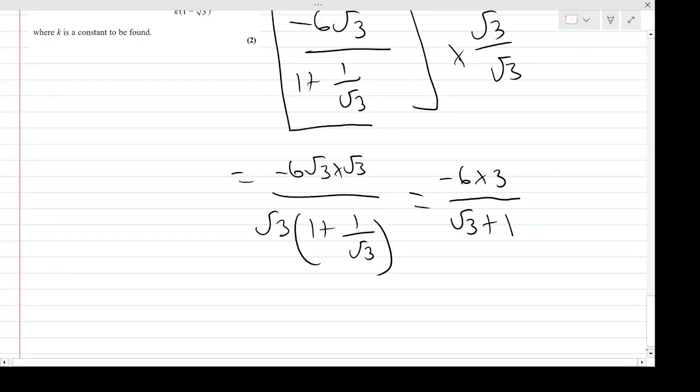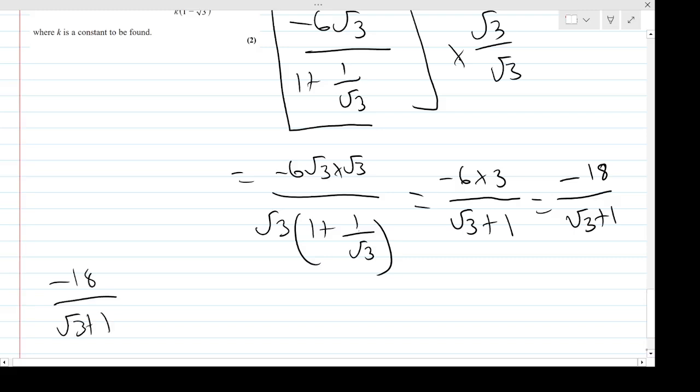And now the beautiful thing we've got is that there's no ugly fraction in the fraction. I've just got a typical numerator and denominator, which we can now work with. I'm going to simplify the top bit a bit more. That's going to be minus 18, right? Over root 3 add 1. So I have minus 18 over root 3 add 1.